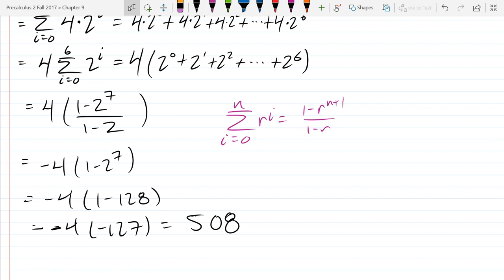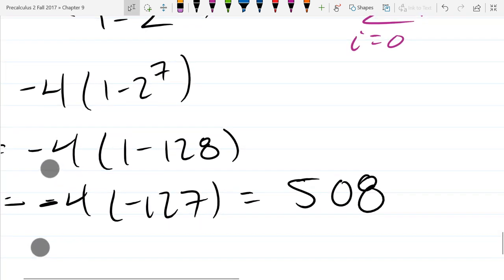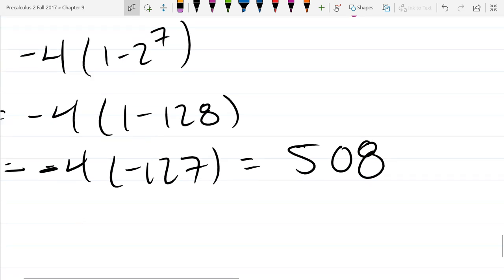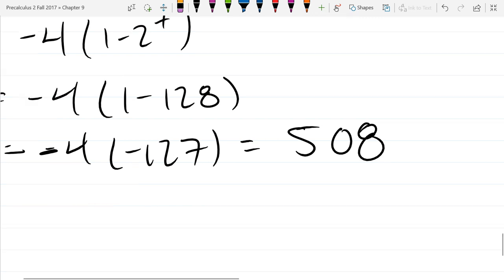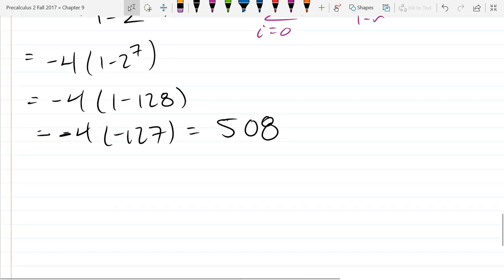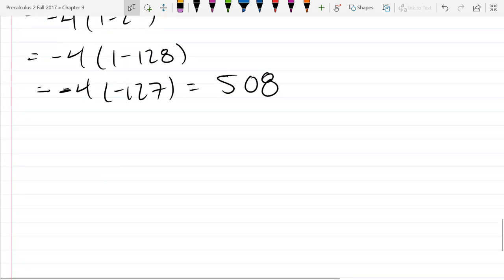508? I'm not terribly good at multiplying. I have no idea what 4 times 127 is. But I know 4 times 128 is 512. So it's just 4 less than that. All right, so there's our second finite geometric sum.